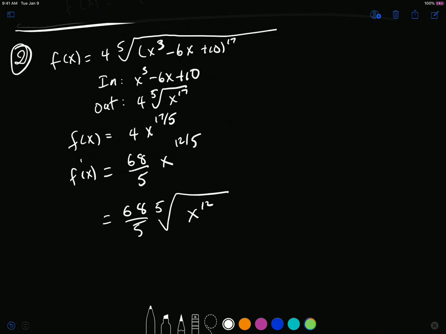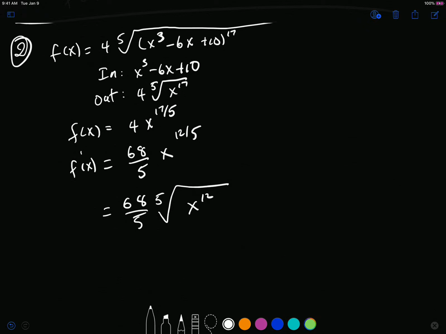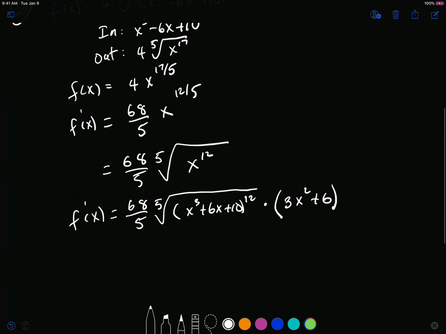And now 2 steps remain. I have to plug the inside function back in and then multiply by the derivative of the inside function. Again, building our f derivative out of the pieces that come together to give us the entire function. This is x cubed plus 6x plus 10 raised to the 12th power, and then multiply. And again, don't forget to put the derivative of the inside function inside parentheses. The derivative of the inside function is relatively simple. That's 3x squared plus 6. And that right here is our answer to number 2.